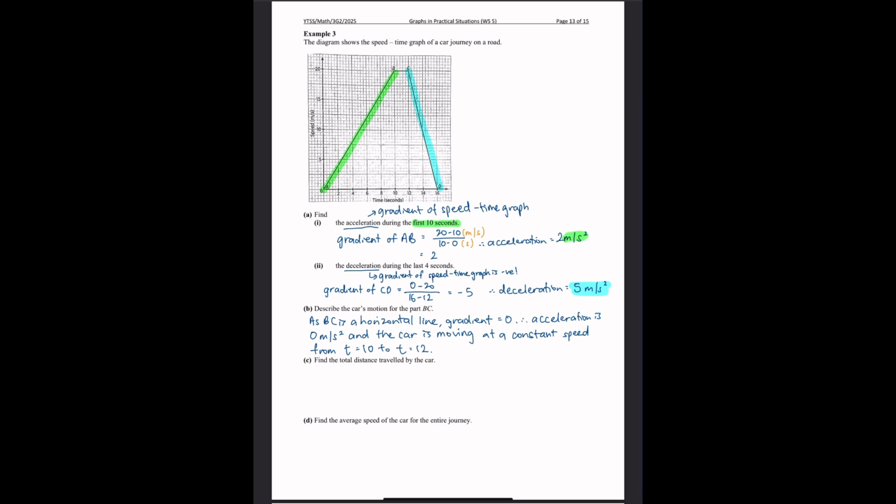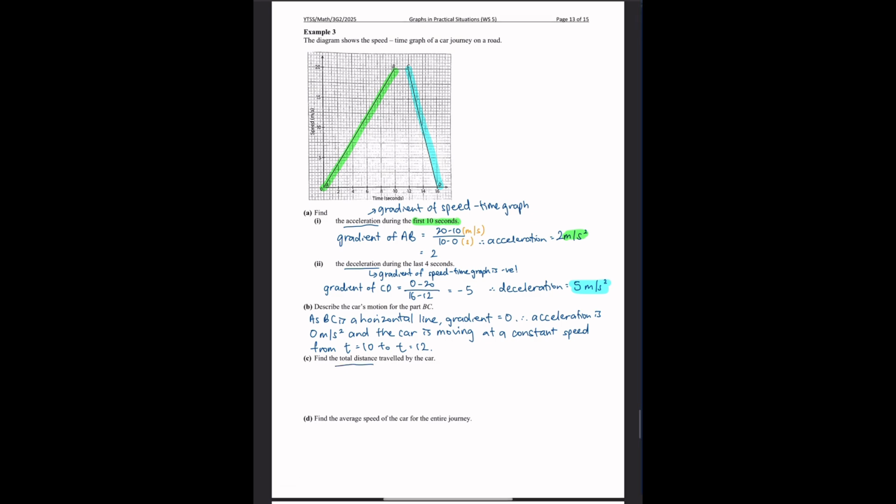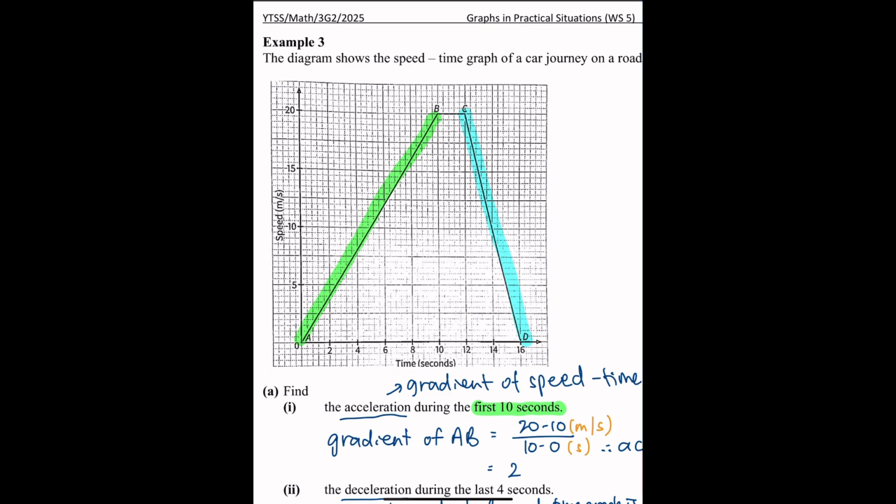Now let's look at part D, find the total distance traveled by the car. So total distance to find using a speed time graph is the area under the speed time graph. So what do I mean by under? Let's look at the graph here.